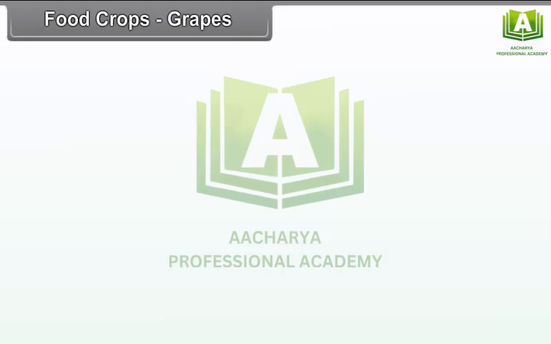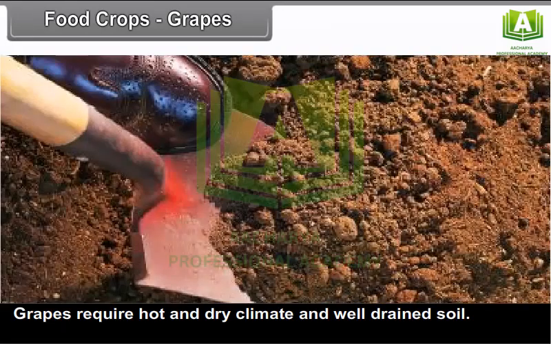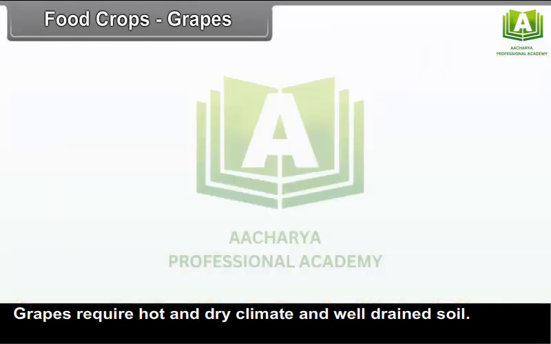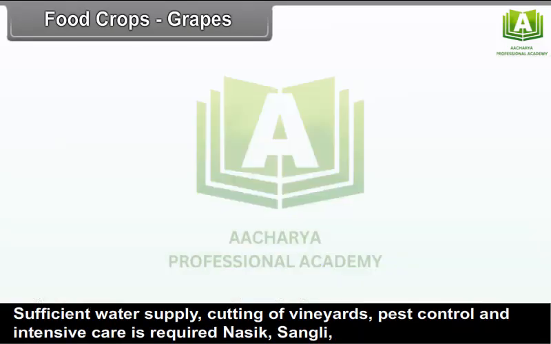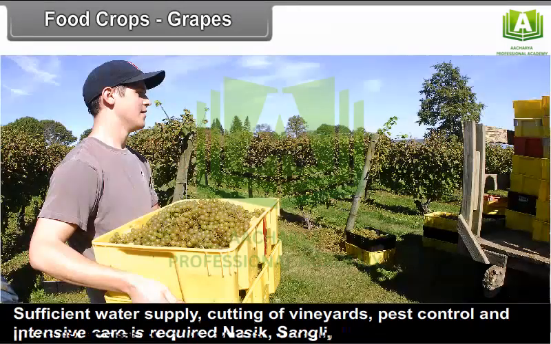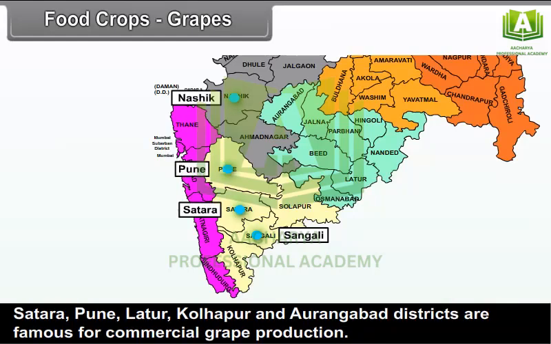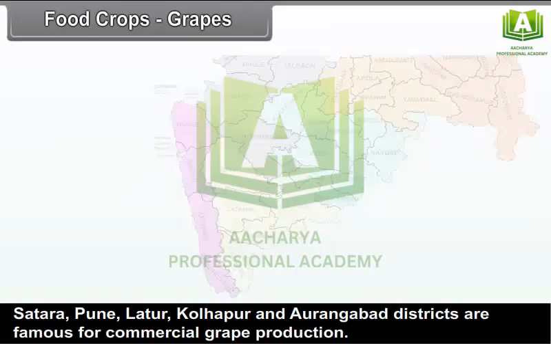Grapes. Grapes require a hot and dry climate and well-drained soil. Sufficient water supply, cutting of vineyards, pest control and intensive care is required. Nasik, Sangli, Satara, Pune, Latur, Kolhapur and Aurangabad districts are famous for commercial grape production.